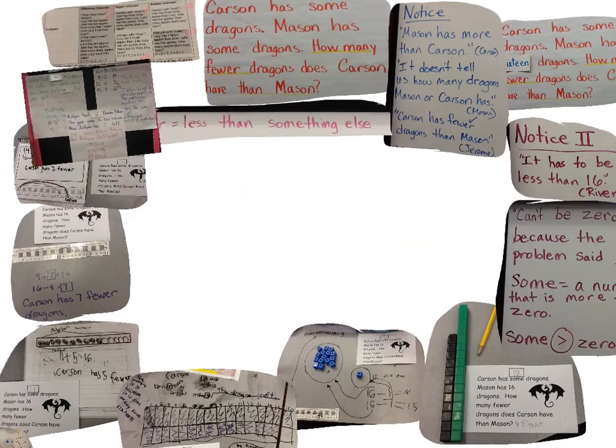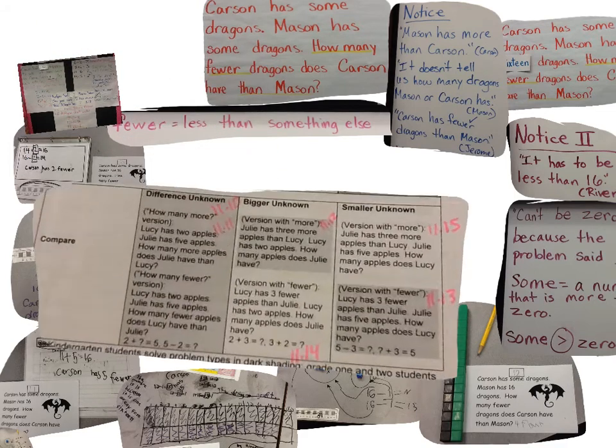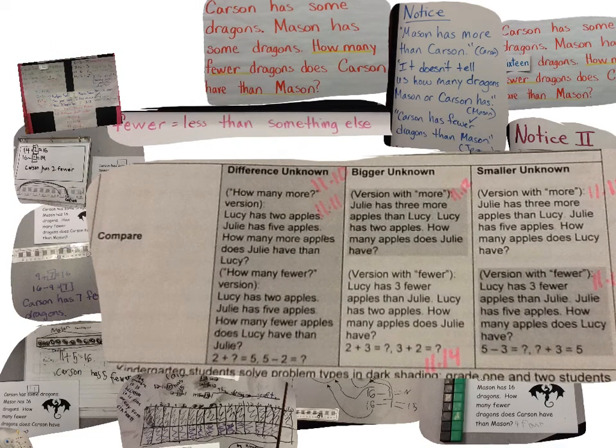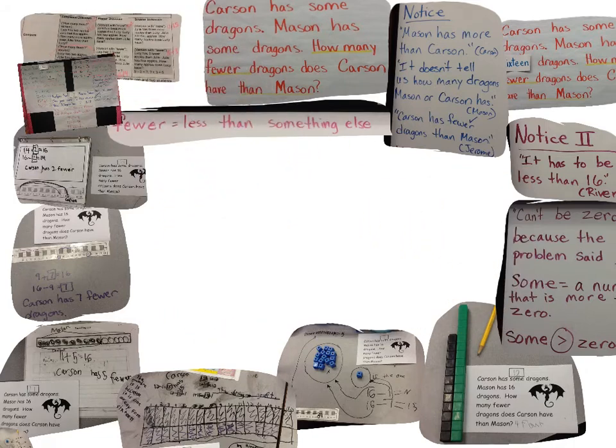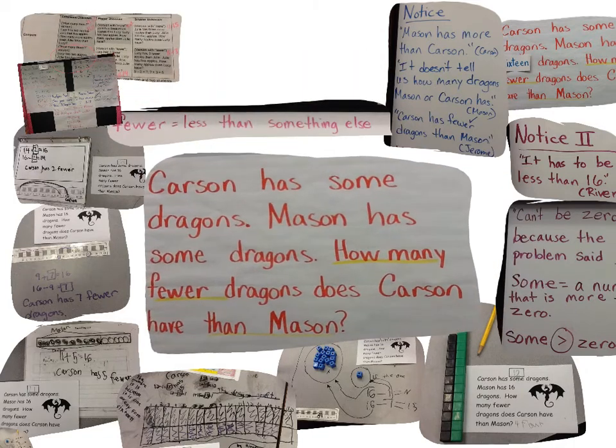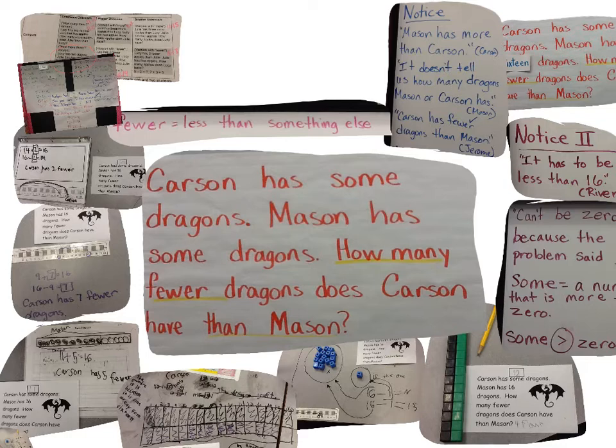This week in our math lessons, we're moving on to compare problems, and we are working on this difference unknown, how many fewer, today, right here. The problem from today was this. We started with a numberless word problem. Carson has some dragons, Mason has some dragons. How many fewer dragons does Carson have than Mason?